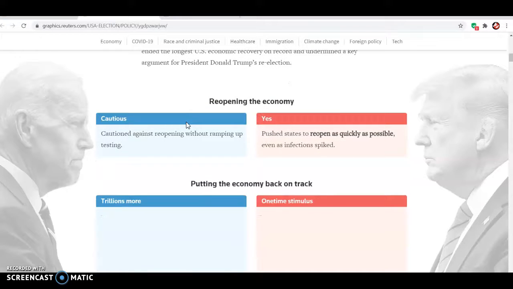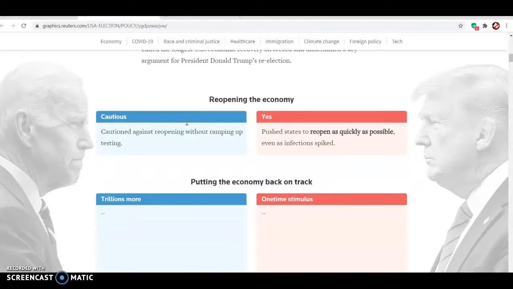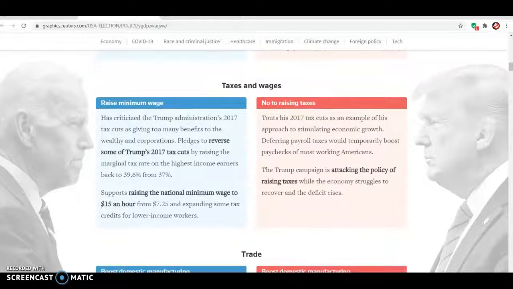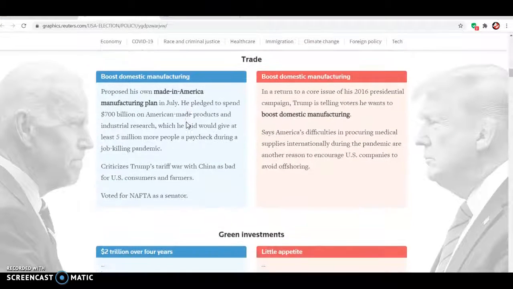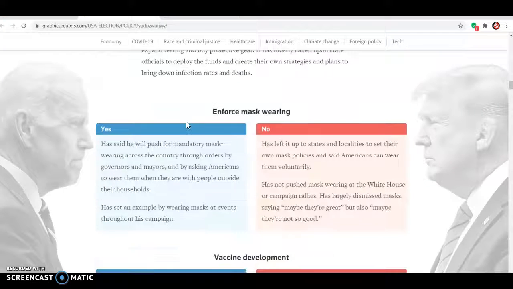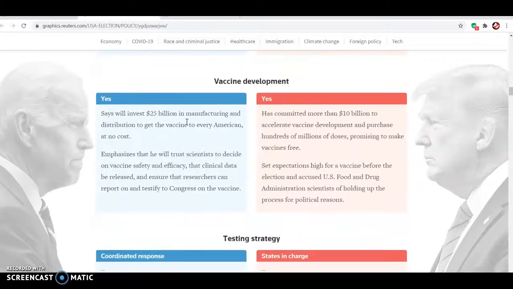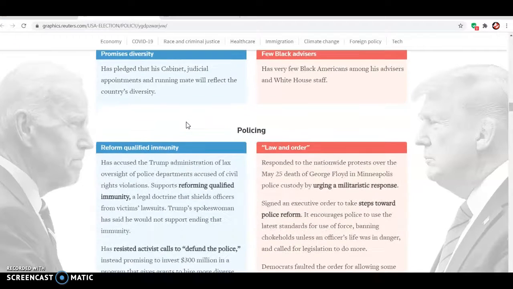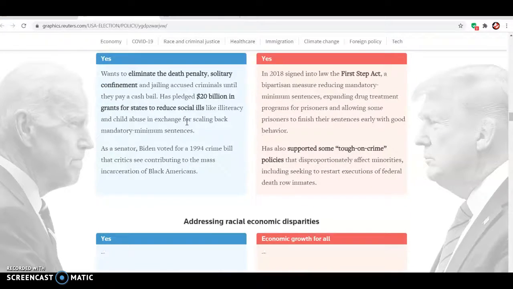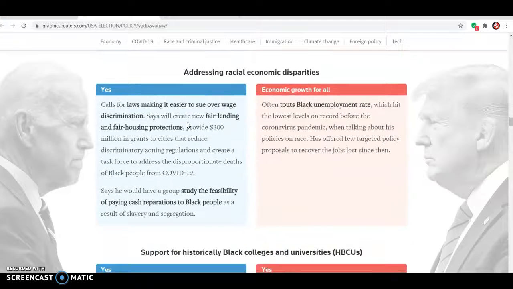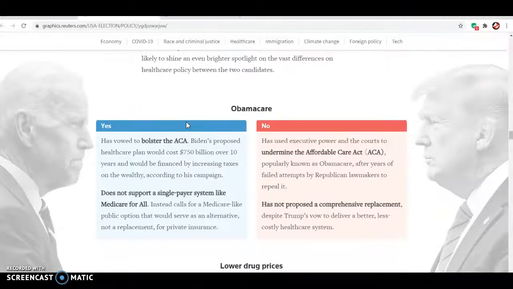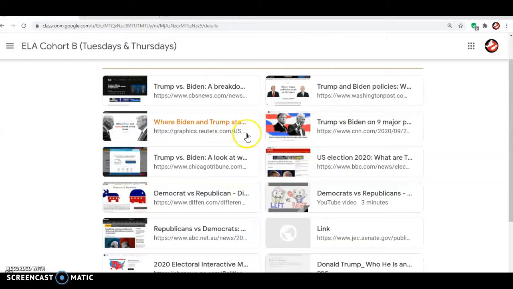Ooh, look at that chart. Everybody say, ooh. Oh, and what's great about this is it's all separated by topic, okay? So, as I go down, it's got green investments, COVID-19, mask wearing, vaccine development, testing strategies. I keep going: race and criminal justice, policing, criminal justice reform, addressing racial economic disparities. And it's all separated in charts. Everybody say ooh one more time. Ooh.